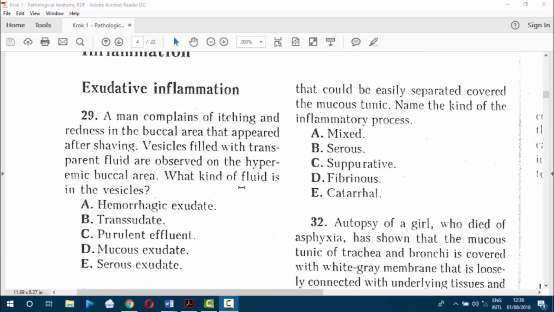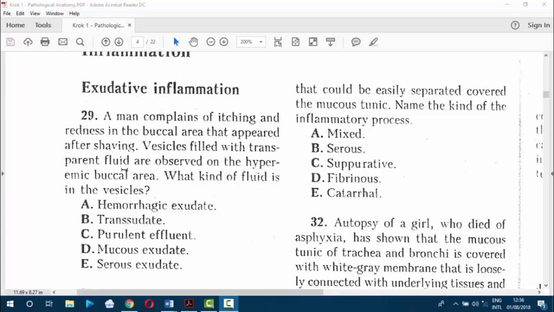So to the question. A man complains of itching and redness in the buccal area that appeared after shaving. Vesicles filled with transparent fluid are observed on the hyperemic buccal area. What kind of fluid is in the vesicles? Already know what an exudate is.